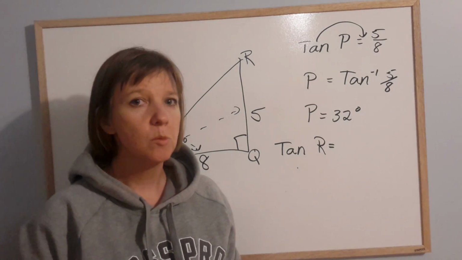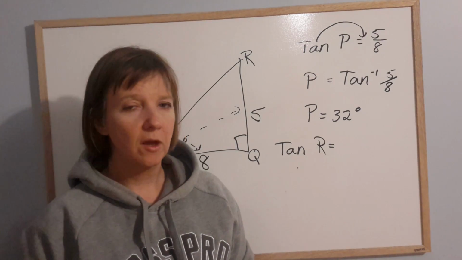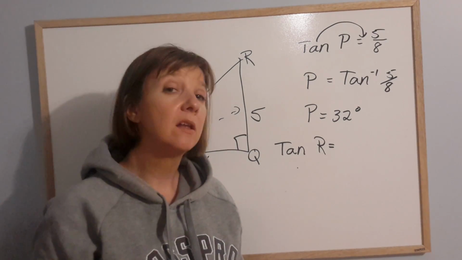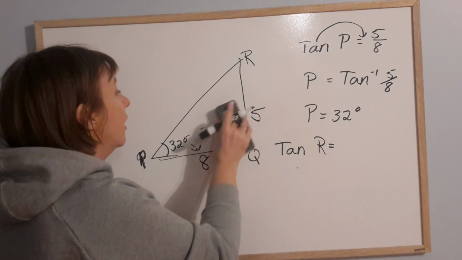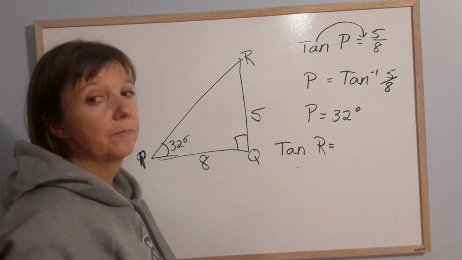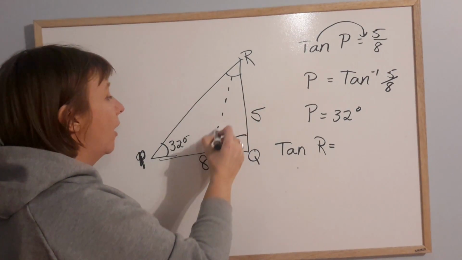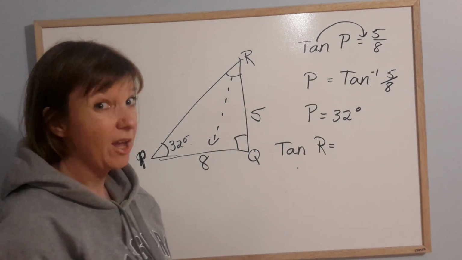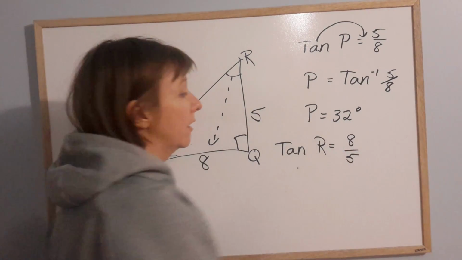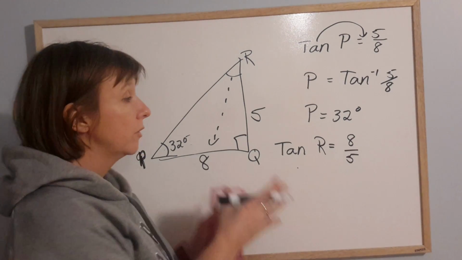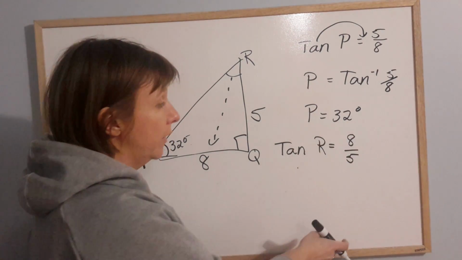Remember the other day when we were identifying which side was opposite and which side was adjacent, and I said it depends on what your reference angle is. So if angle R is what we're trying to find, then from angle R, the opposite side is now 8, and the adjacent side is now 5. So the tan ratio for angle R is 8 over 5.